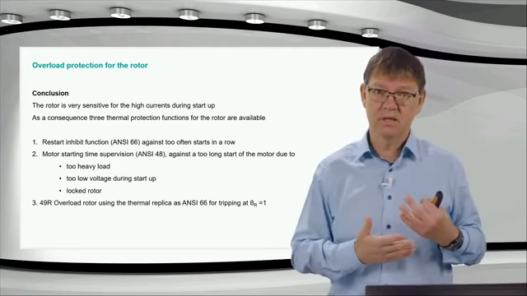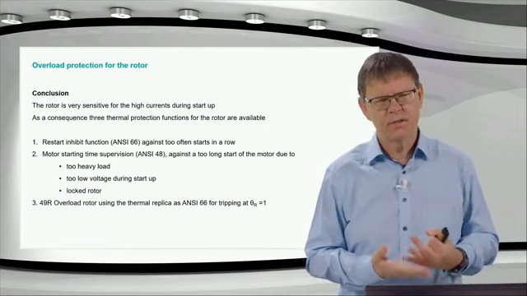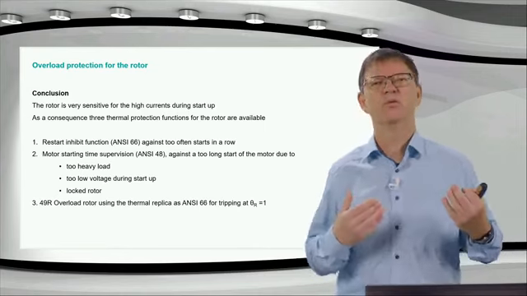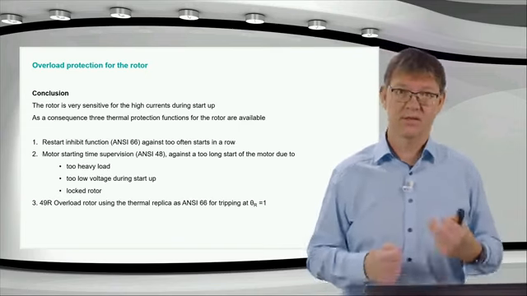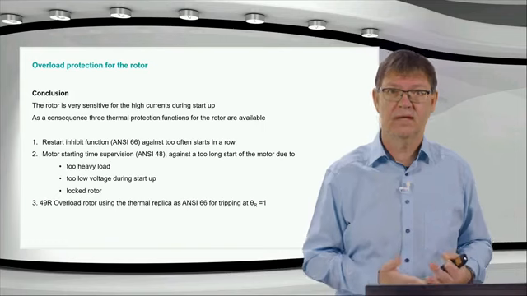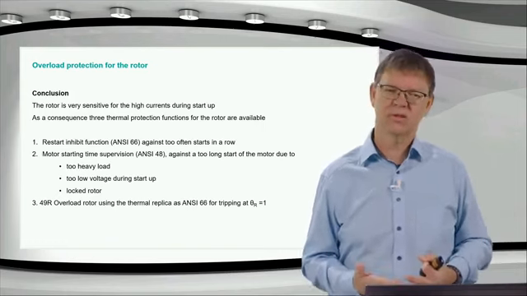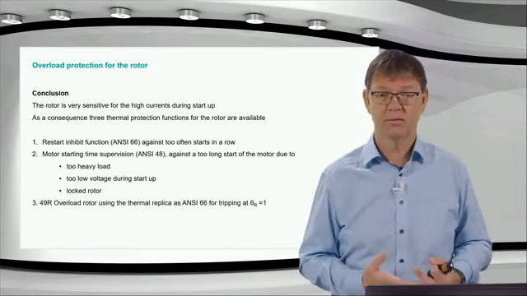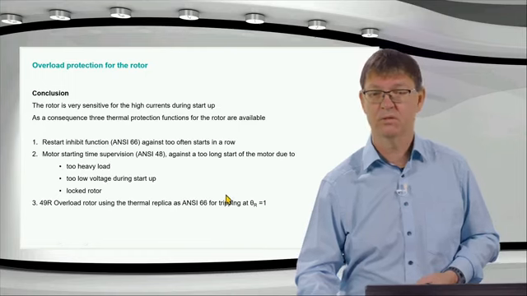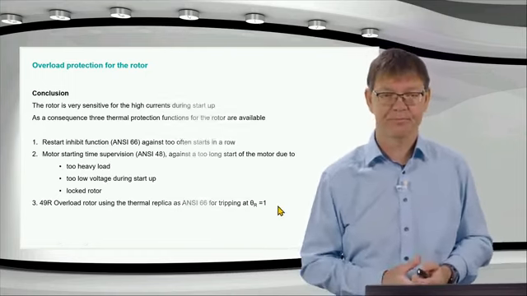However, the restart inhibit function becomes active when you switch off the motor and prevents the restart, so you cannot switch on the motor again. So there's a blocking signal, whereas the overload rotor protection function would trip as soon as the calculated rotor temperature becomes 1 here. So you can switch this on and then you have, let's say, a third function available.